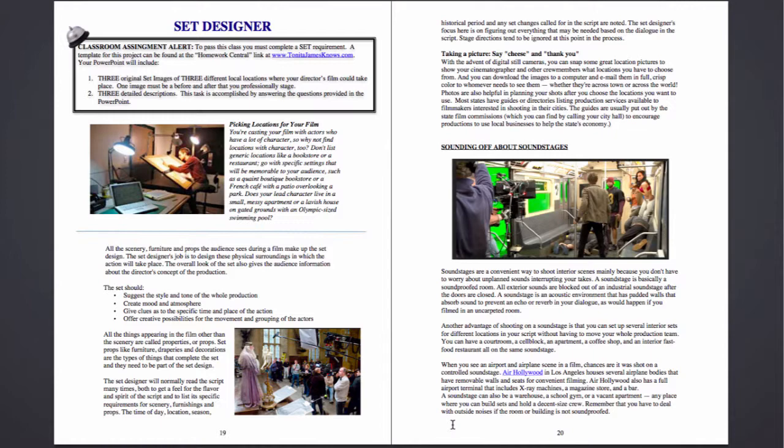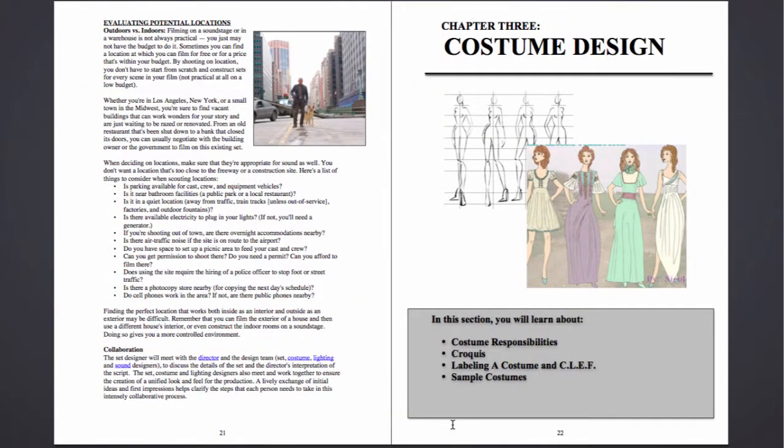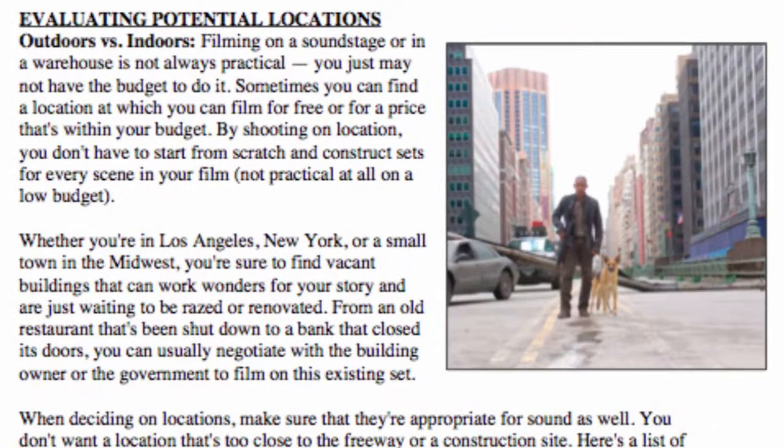In addition to soundstages, there are a number of outdoor locations that can also be used. I mean, filming on a soundstage or in a warehouse is not always practical. You may not have the budget to do it, so sometimes you can find a location at which you can film for free or for a price that's within your budget. By shooting on location, you don't have to start from scratch and construct sets for every scene in your film, because that's not always practical, especially on a low budget.